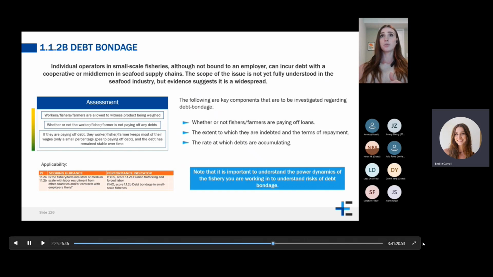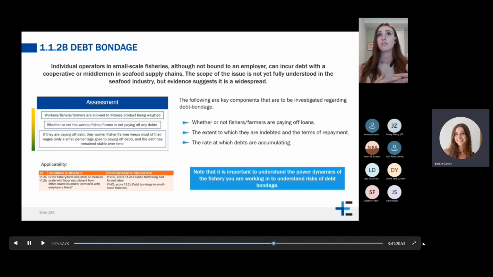So there's a couple things here that should be investigated in relation to debt bondage. First and foremost is whether or not the fishers or farmers are actually paying off any loans. If they're not paying off any loans to a middleman or a cooperative, then obviously there's no risk there. But if they are paying off, then you have to look at a couple things about those terms, because it's not necessarily that they shouldn't be taking out loans. There just needs to be fair terms around it to make sure that the fisher's livelihood is not compromised.